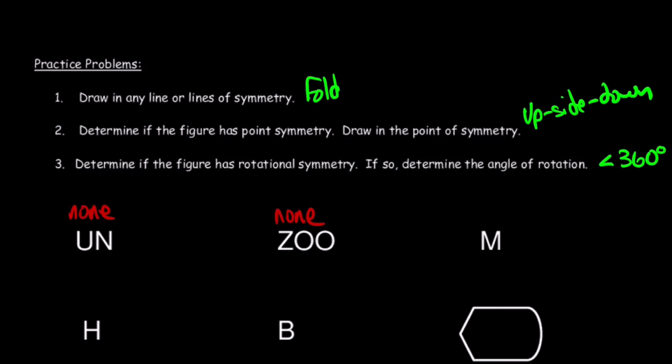The letter M. I think it's pretty obvious. You can fold that right down the middle. So we just sketch in that line of symmetry. And then it's got no rotational and no point symmetry, because if you start rotating it, it doesn't stay an M.